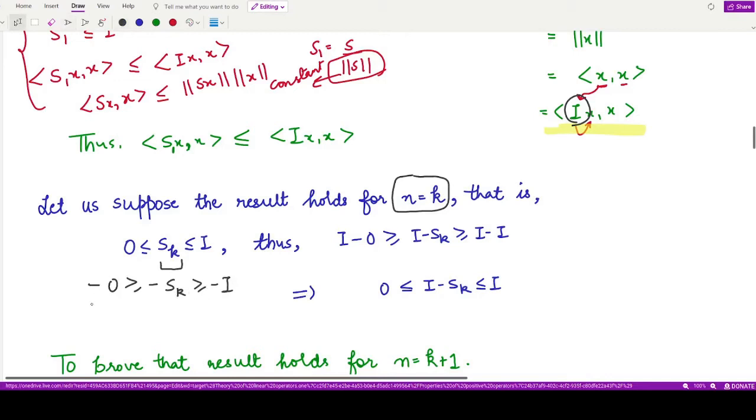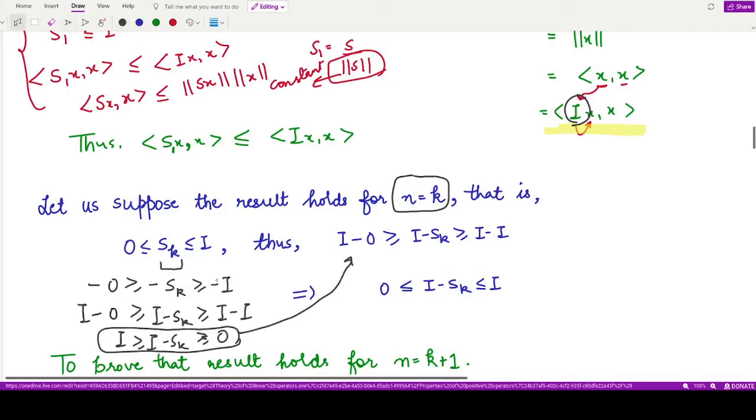And now we can add the identity operator to all the sides. So it would be I minus Sk greater than or equal to I minus I. This I minus I is obviously 0, right? This is I minus Sk, and here we have the identity operator. So we have generated this inequality, that 0 is less than or equal to the identity operator minus Sk, which is less than or equal to the identity operator. We have this inequality here in the case of n equal to k.